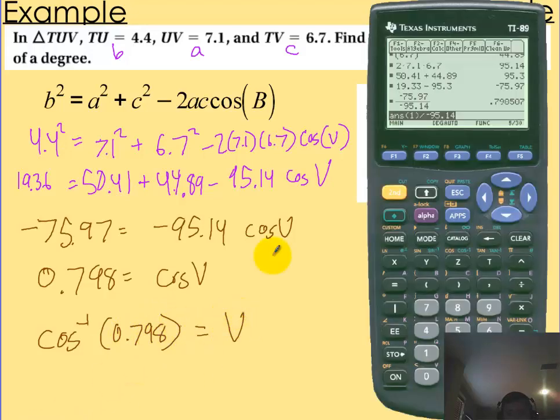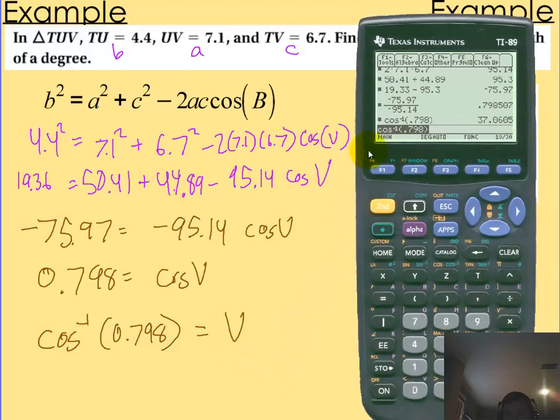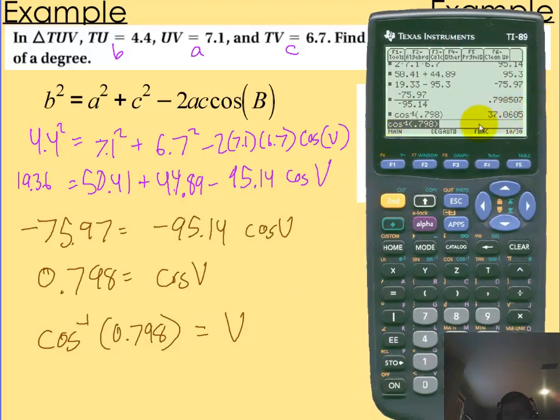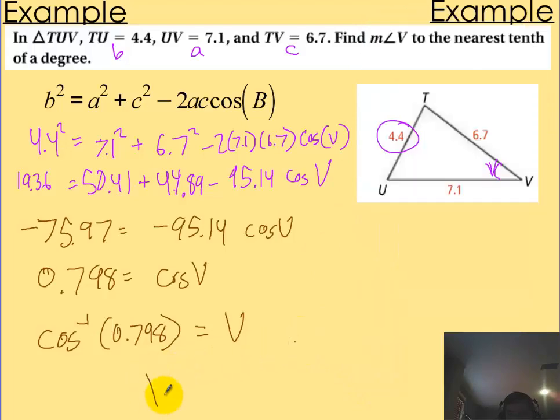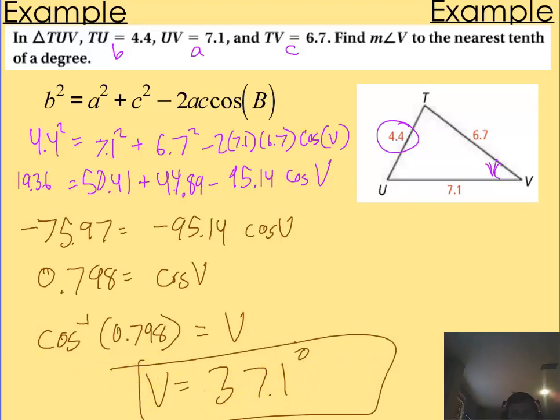Plugging that into the calculator, inverse cosine of 0.798 is going to be 37.06, and to the nearest tenth of a degree that's 37.1. My final answer is V equals 37.1 degrees. That's it.